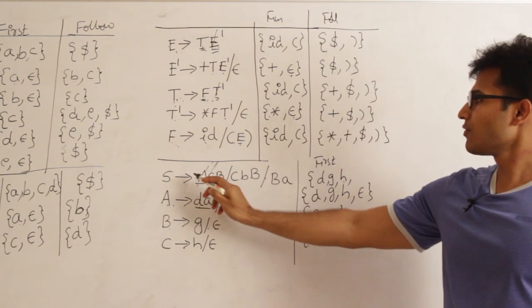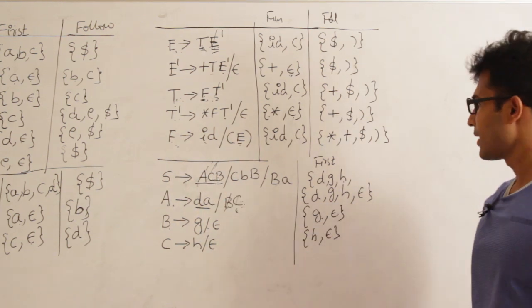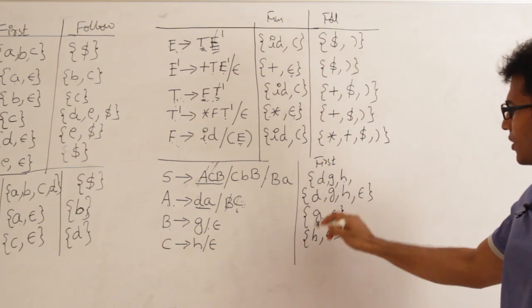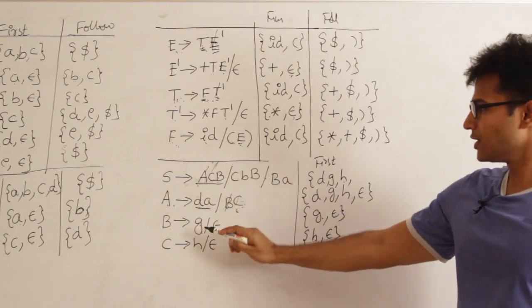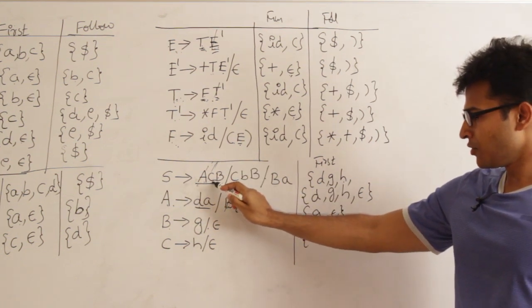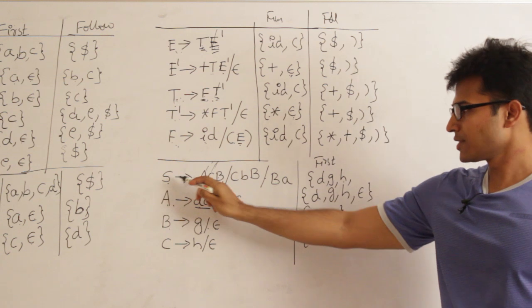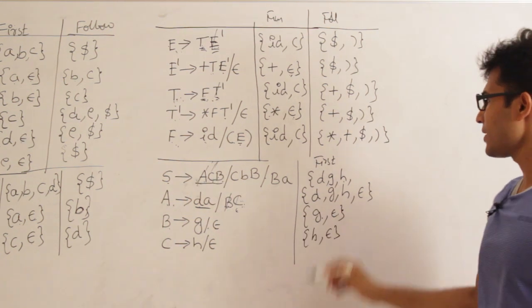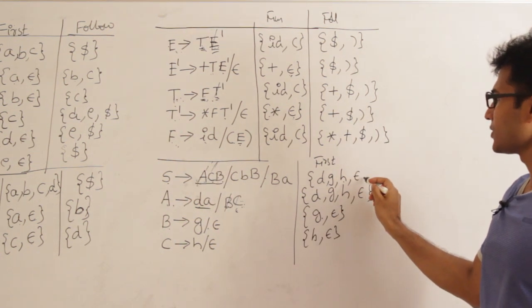Then what is that I am getting? B. Now follow of first of S is first of B. What is first of B? G. G is already there, and epsilon. See, A can go to epsilon, C can go to epsilon, B can go to epsilon. Therefore S can derive epsilon. That is why I am going to write epsilon in the first.